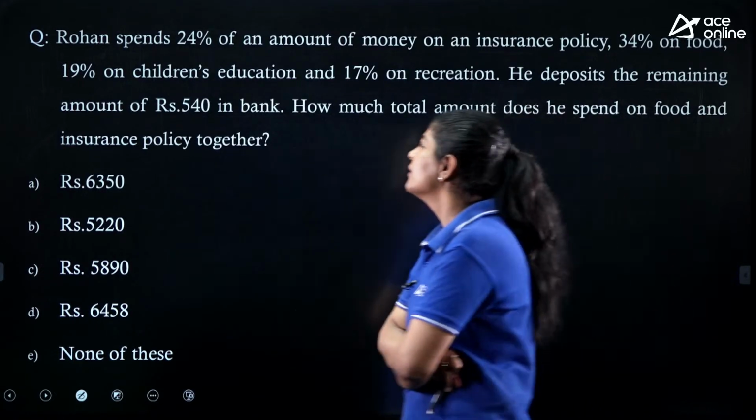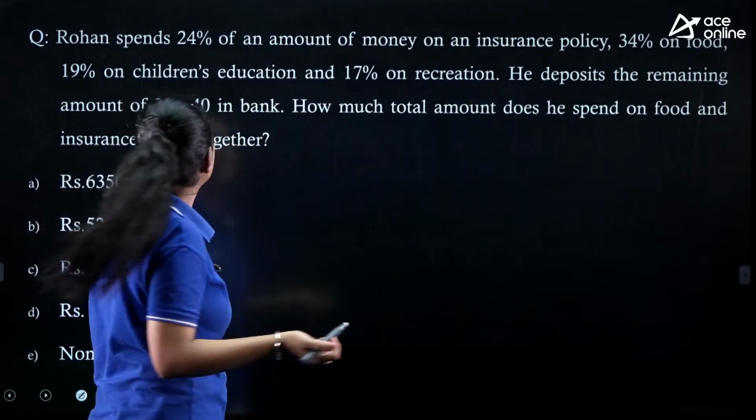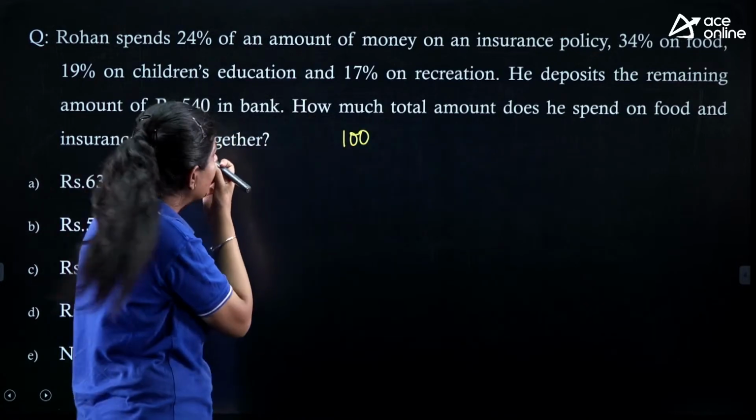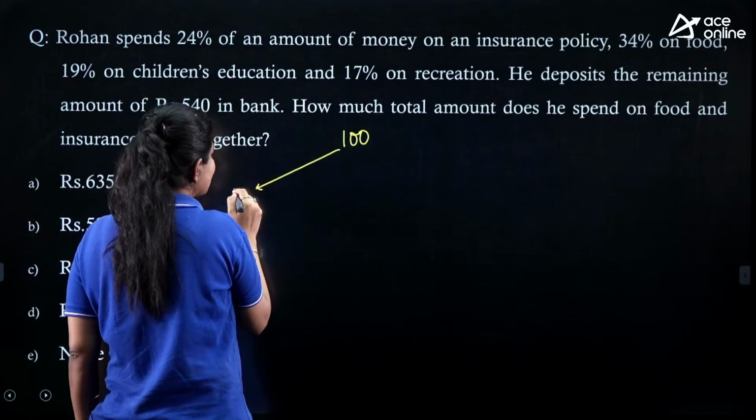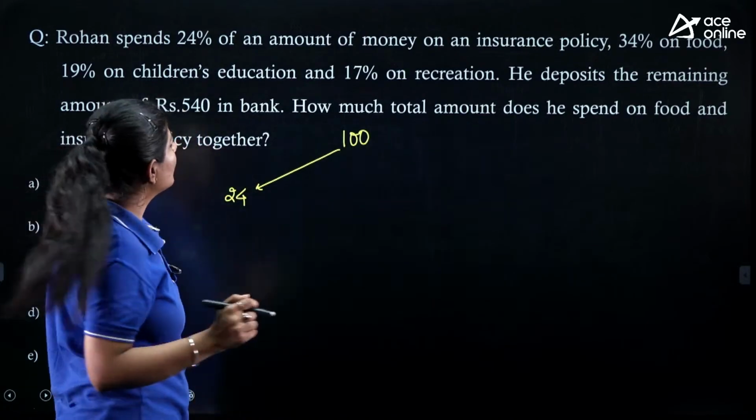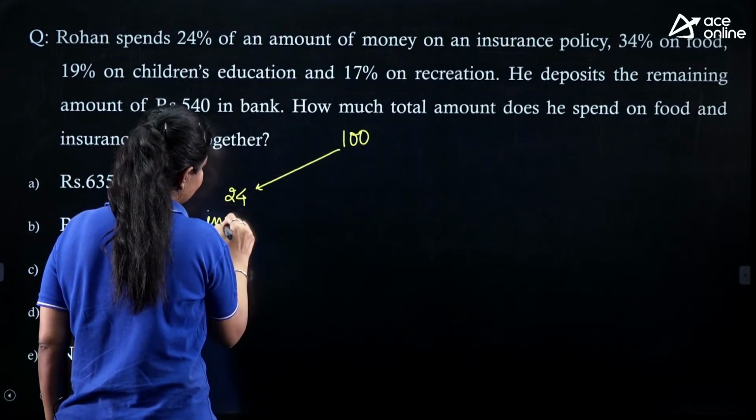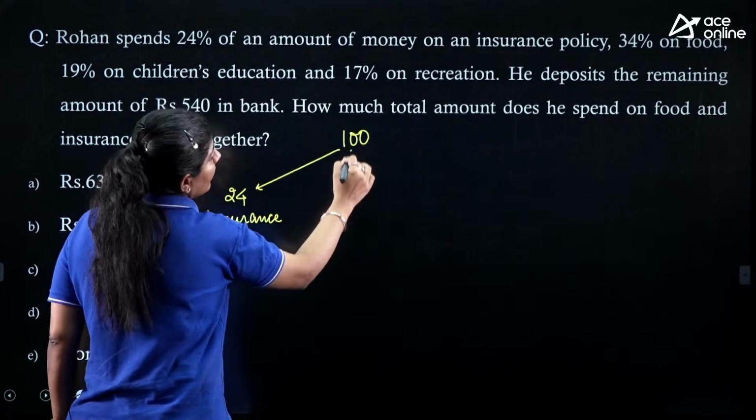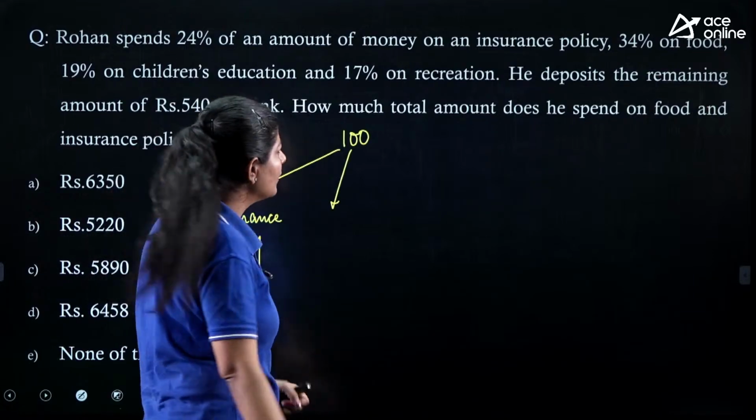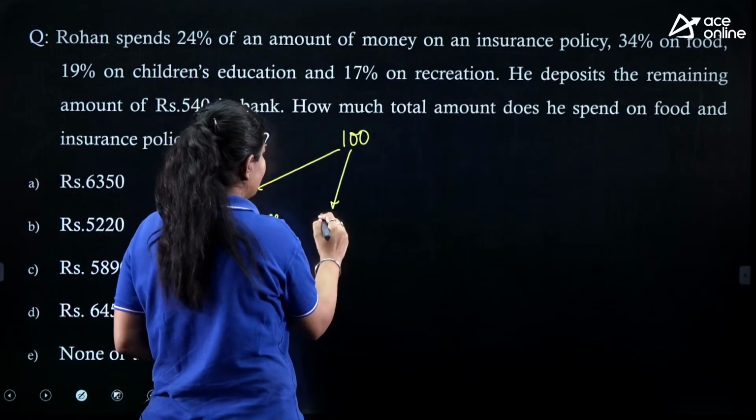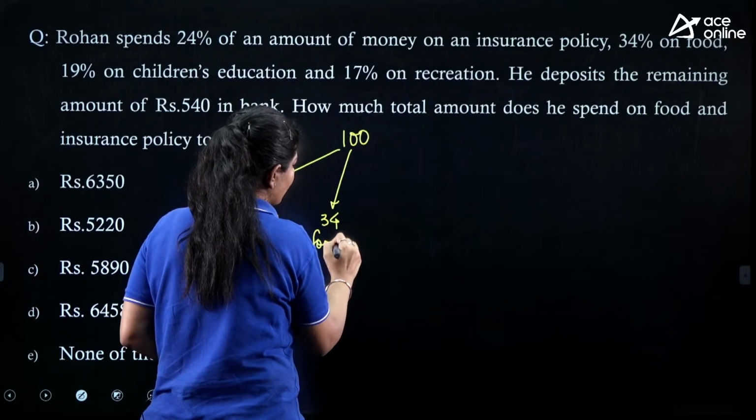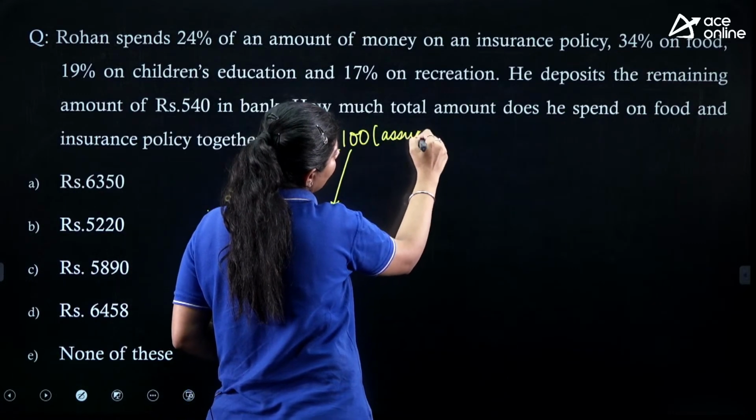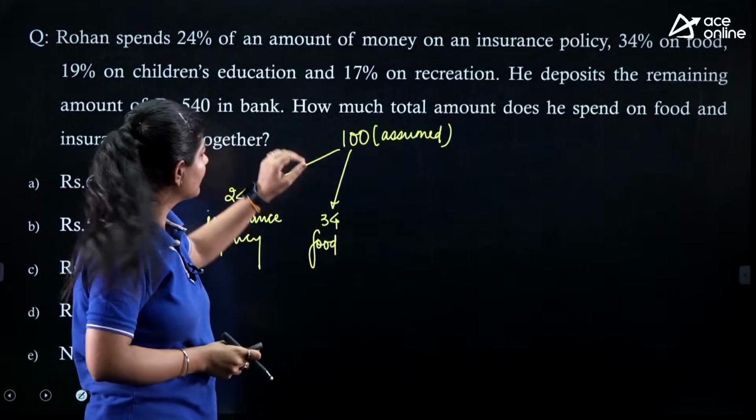Very good Mark. So again what I am going to do, I am just going to assume that Rohan is having 100 rupees, right? Out of 100, 24% is nothing but 24 only. 24 rupees he spent on the insurance policy, right? Now 34% on food, 34% of 100 is nothing but 34 only. So 34 rupees on food. This is not the original value, this is just the assumed value, and I am just trying to find out the percentage.